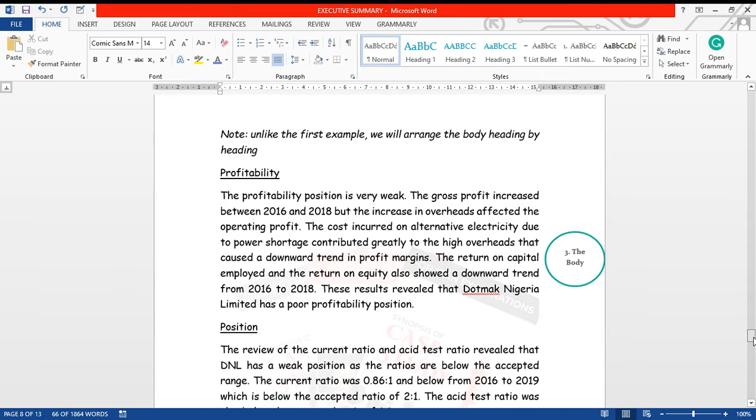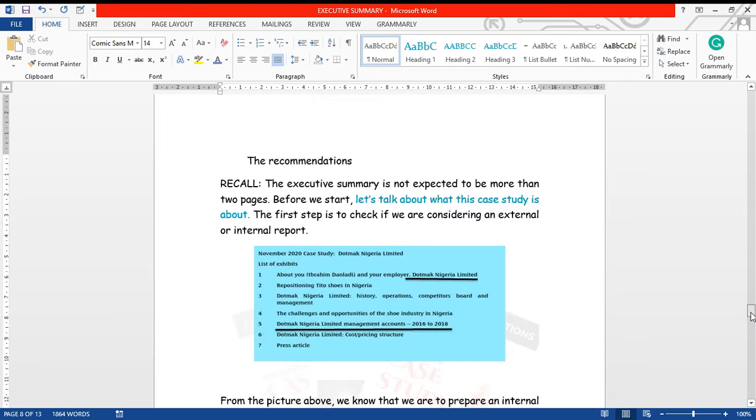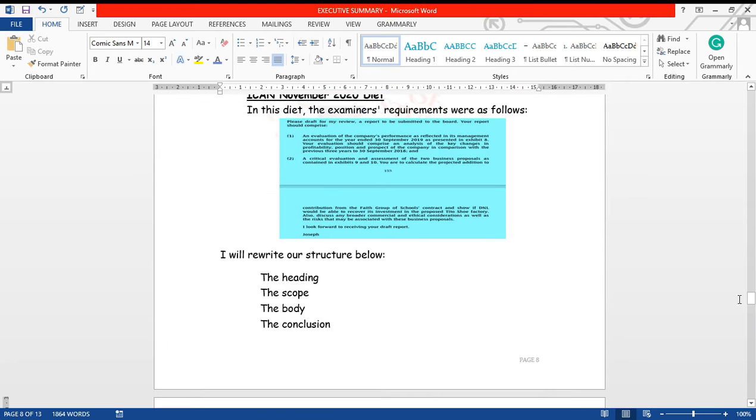Now, I said unlike the first example, I'll write this one heading by heading so that you can see an example of how you can do it very well. So here we're asked now. Let's go and check our requirements. We're asked for an evaluation of the company's performance as reflected in the management accounts for the year, as presented in Exhibit 8. Your evaluation should comprise an analysis of key changes in the profitability, position, and prospects of the company. So, the profitability, position, and prospects.